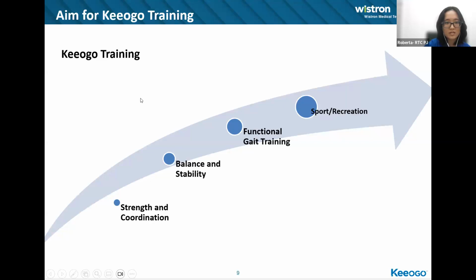So this is basically how Keeogo can improve things. Keeogo mainly can improve strength, coordination, balance, and stability, can be used for functional gait training, and can be used for sport training as well. So if those stroke patients want to go back to their golf maybe, we can use this to train their own field sport training.